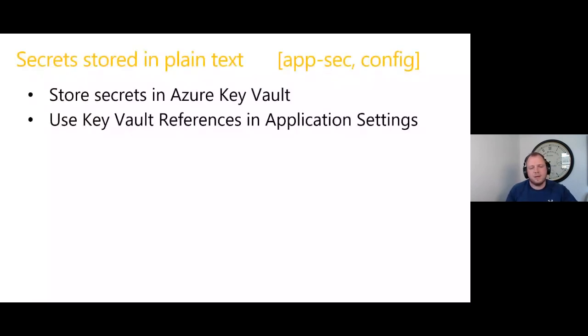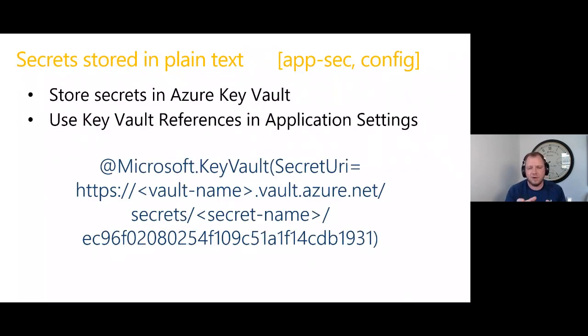Secrets stored in plain text, right? You should always store your secrets in Azure Key Vault. In application settings, so the environment variables in your code, you can actually use what are called Key Vault references. This looks like a bit of a mouthful, but basically you can give an application setting any name, so Dean's key, and then you give it a value that looks similar to what you see on the screen now: @Microsoft.KeyVault(SecretUri=...), and then you pass in the URI of that secret in your Key Vault.